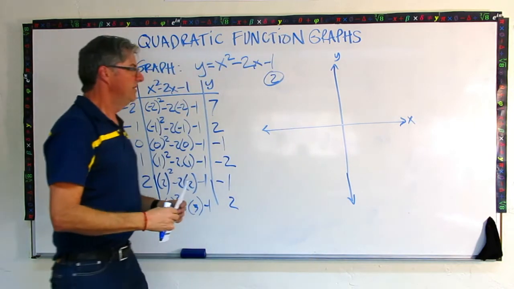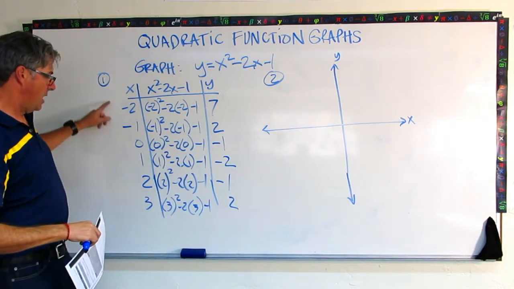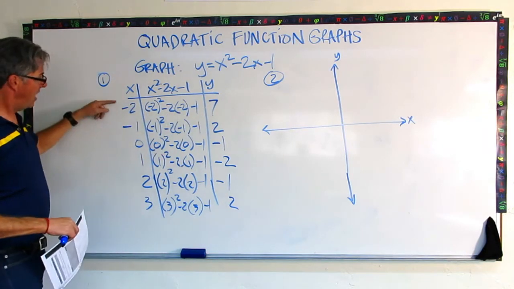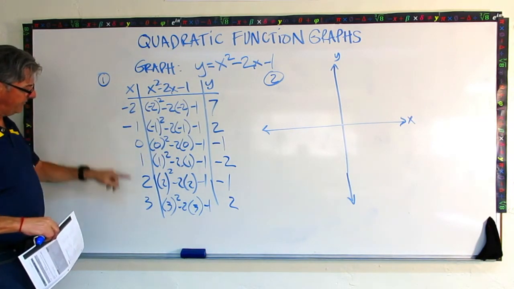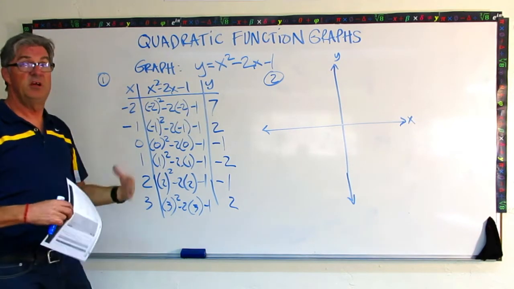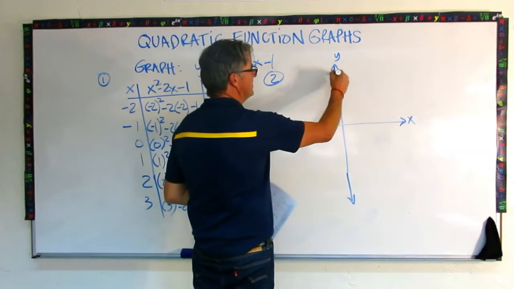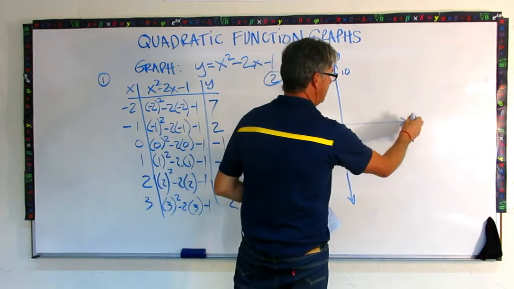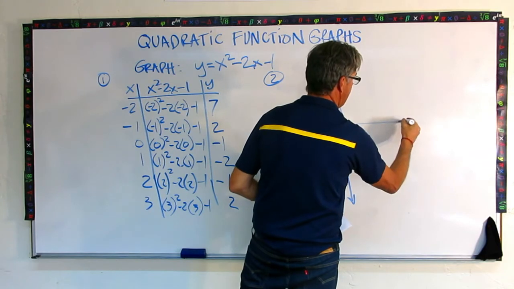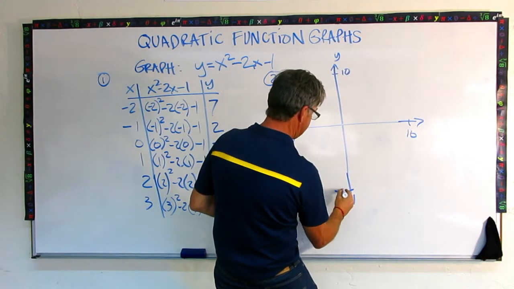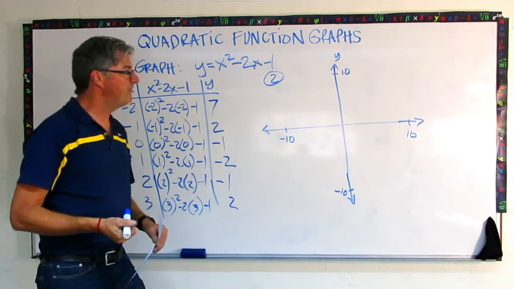Okay. Now let's take a look at what I've got going on. My biggest number is 7. Okay? On the x side, I'm only going from negative 2 to positive 3, but on the y side, I get all the way up to 7. So what I'm going to do with this graph is decide that 10 is my high point. Let's make this a little bigger. That's 10, and this would be minus 10. So everything else is going to fit within there.